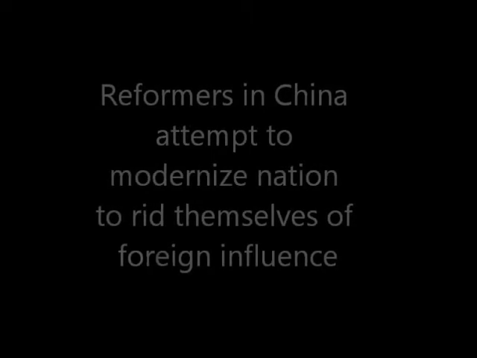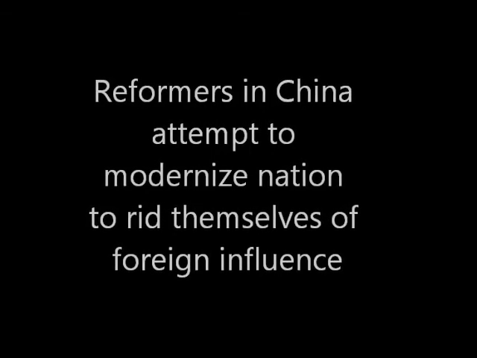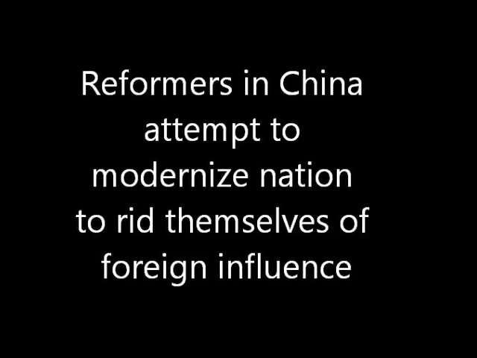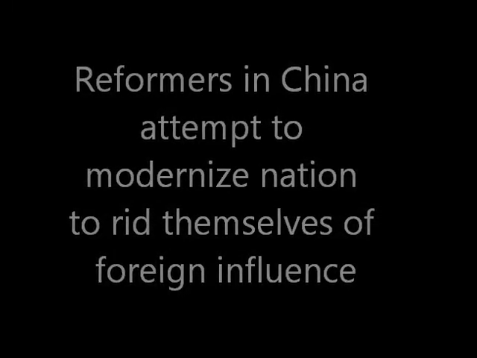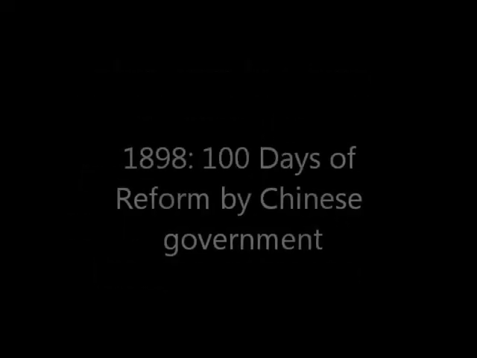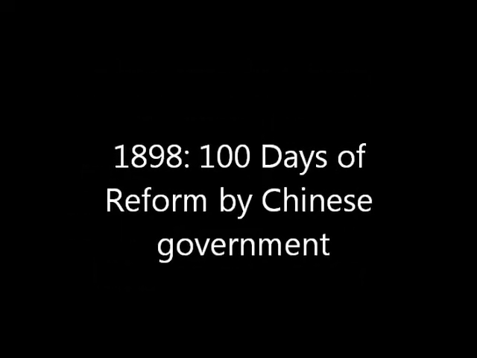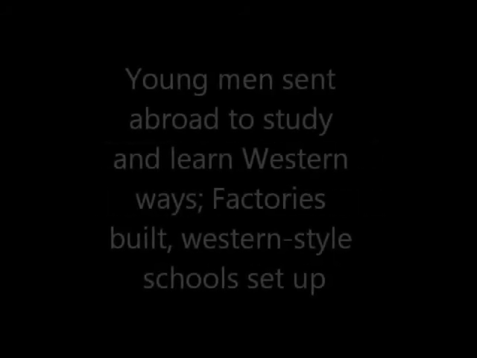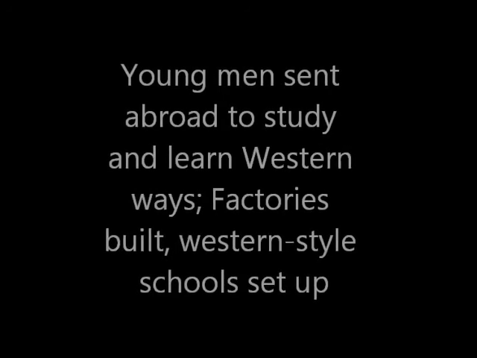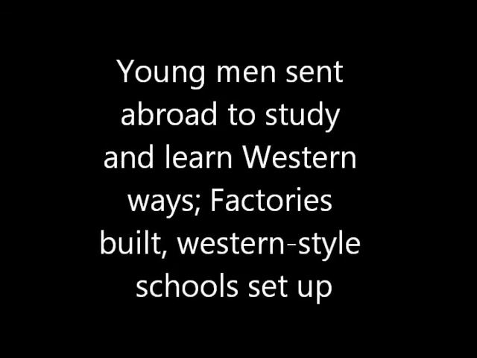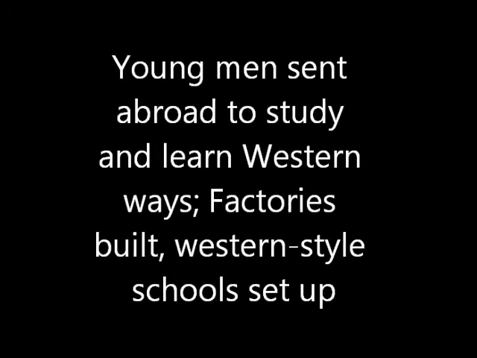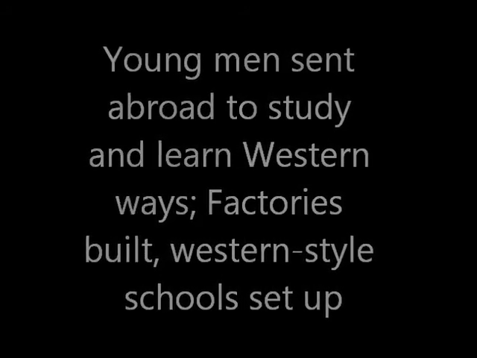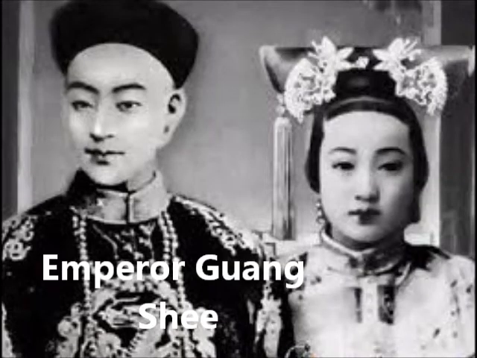Many Chinese wanted to modernize their nation in order to rid themselves of foreign influence. Chinese reformers attempted to make technological advances, all while preserving traditional Chinese culture. In 1898, the government established the 100 Days of Reforms, an attempt to modernize and change China. Young men were sent abroad to learn Western ways and to study. Factories were built. The Chinese civil service exam was updated, and Western-style schools were set up. One of the most famous reformers was the young Chinese emperor at the time named Guangxi.